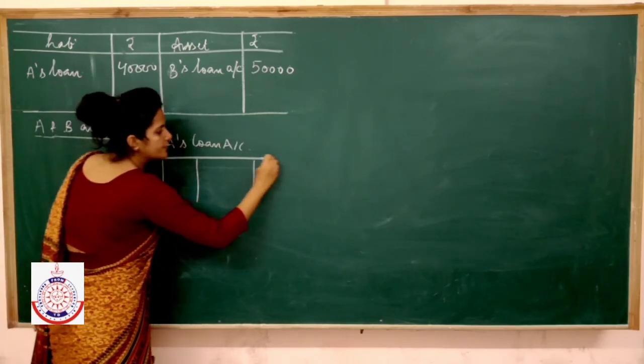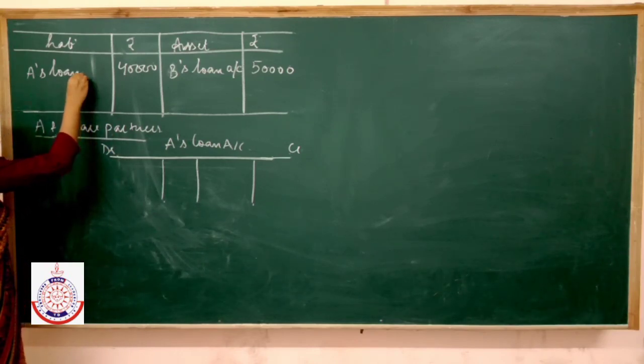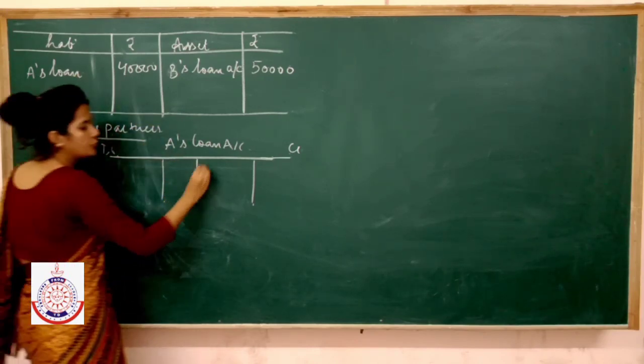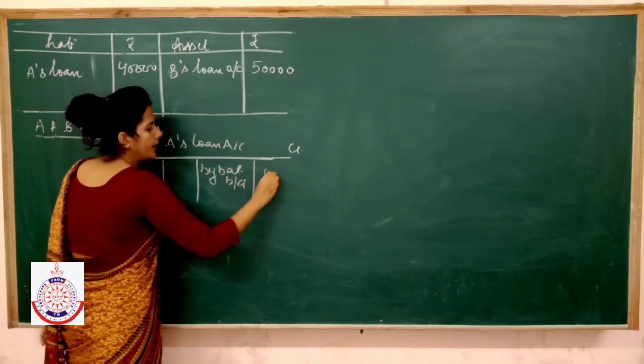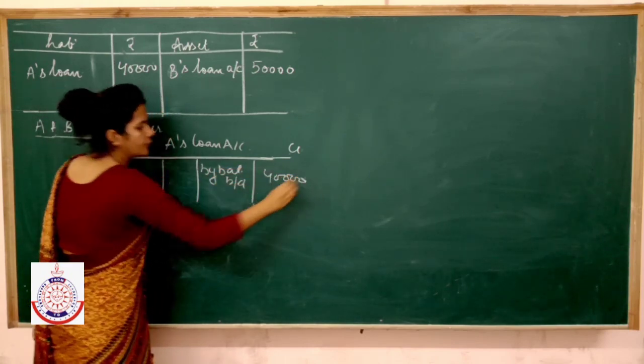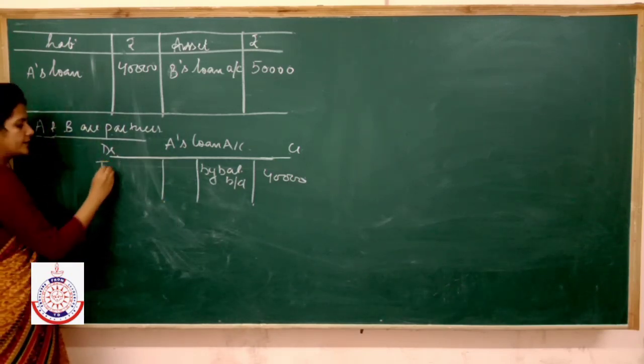You need to make a separate A's loan account. Transfer the amount of loan to his account. You write by balance brought down, amount is 40,000. And then you have to make payment of this loan, so you will be passing the entries.